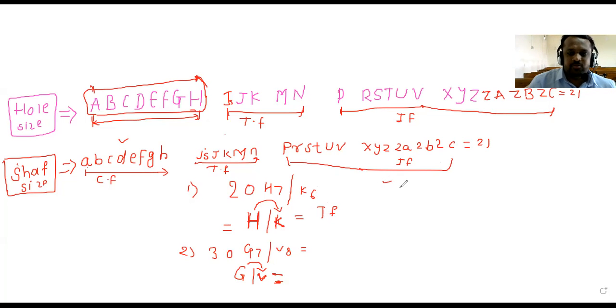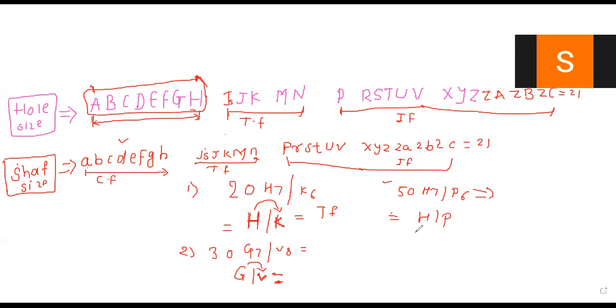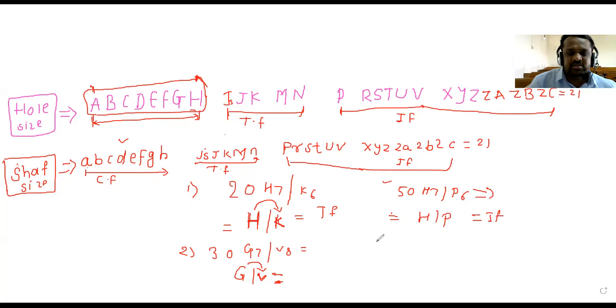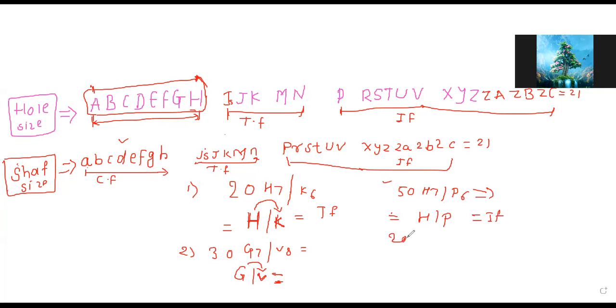Then tell me, suppose EH7 P6. Tell me, what is the fit? EH Interference. P. It is the interference. Okay. So understood? Yes, sir.